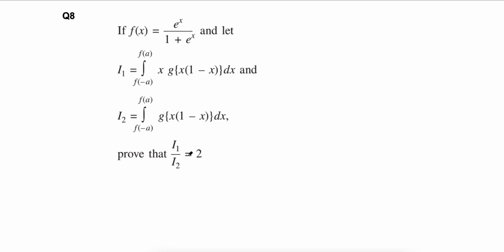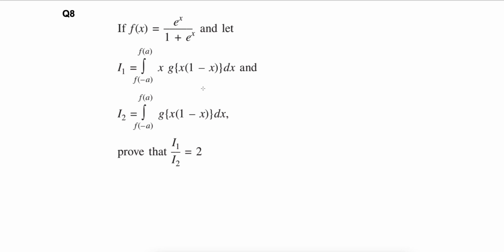Again a simple question. See, in this question, I want to apply the King formula in I1 because I can see x here. Can you see? If I want to apply the King formula, I have to replace x by sum of limits minus x. So first let's calculate the sum of limits. f(a) plus f(minus a) I want to calculate. f(a) is nothing but e^a/(1 plus e^a), plus f(minus a) will be e^(minus a)/(1 plus e^(minus a)).